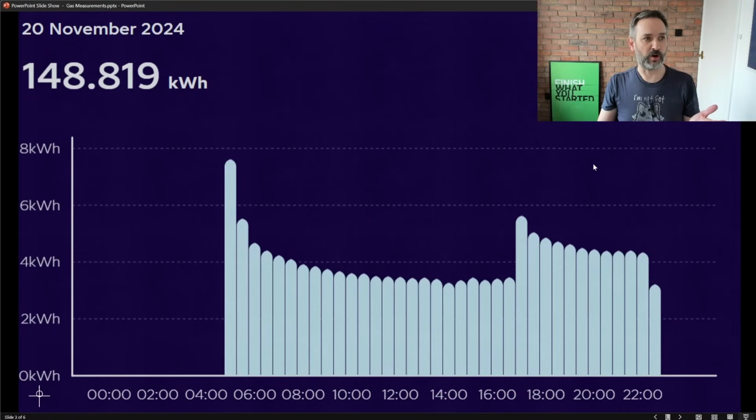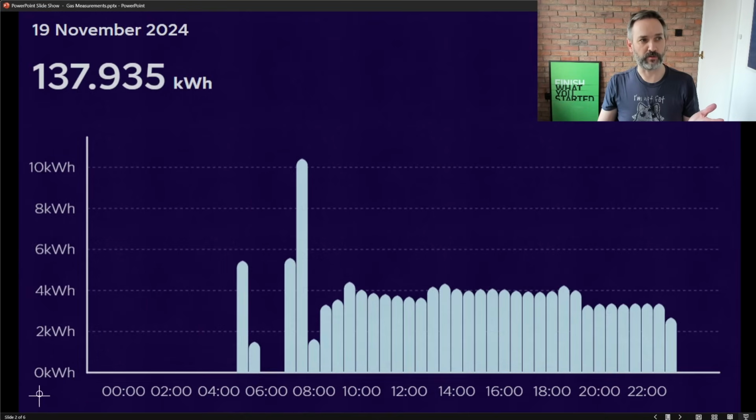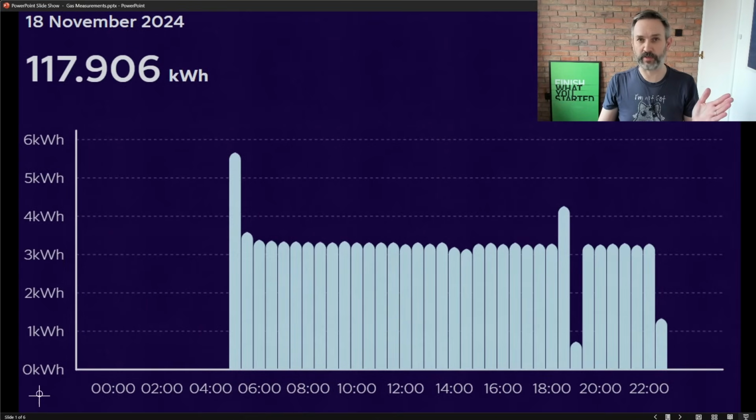So I've got one graph for the 6 days across the week in question. So this is the Monday at my usual low flow temperature, and you can see that aside from a little peak in the morning, the run is long and really low, using about 3.2 kilowatt hours of gas every 30 minutes.